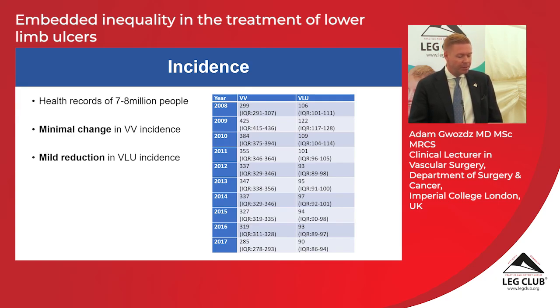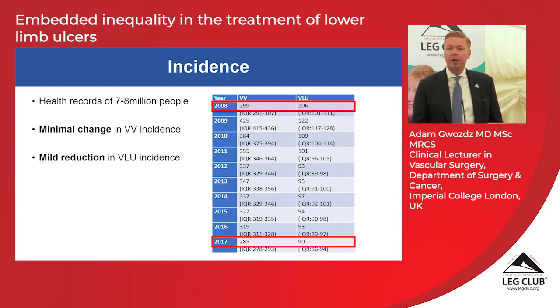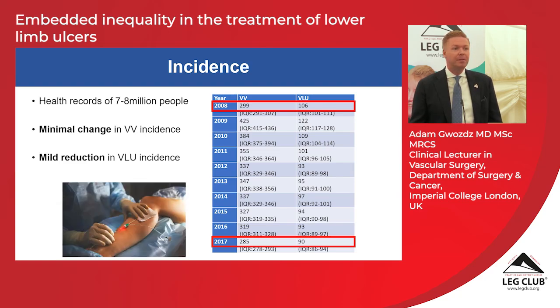So in 2008, for varicose veins, there were 299 episodes or incidents per 100,000, and that's only decreased to 285. And for venous leg ulcers, again, only mild reduction, 106 to 90 per 100,000, and this is despite advances in intervention as well as treatment pathways, etc. So minimal improvements.